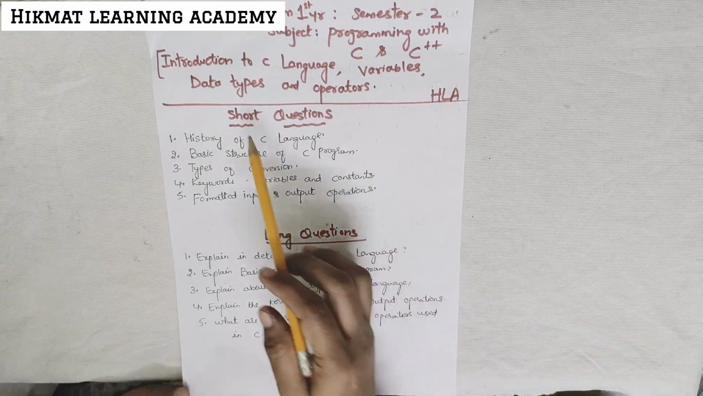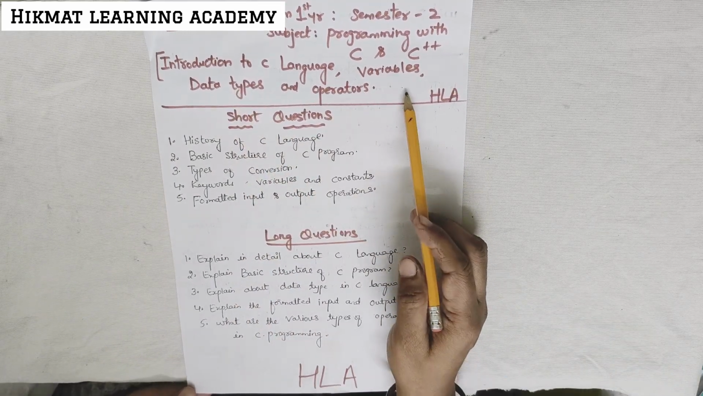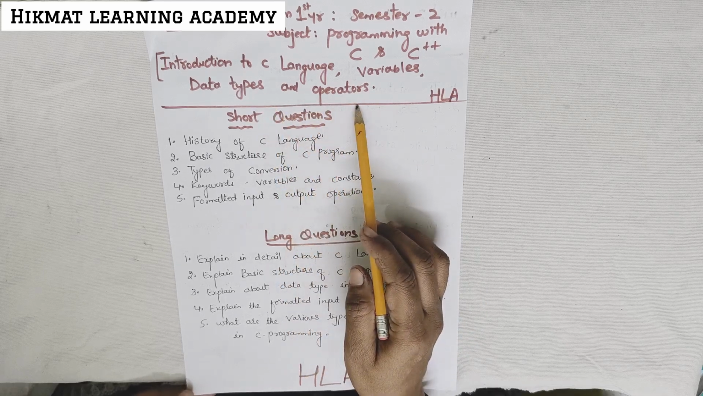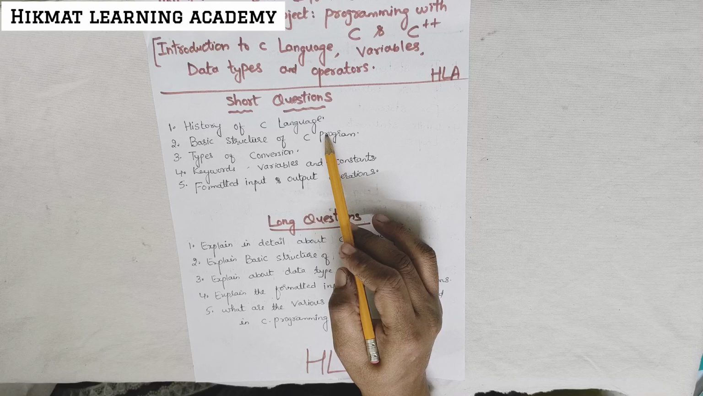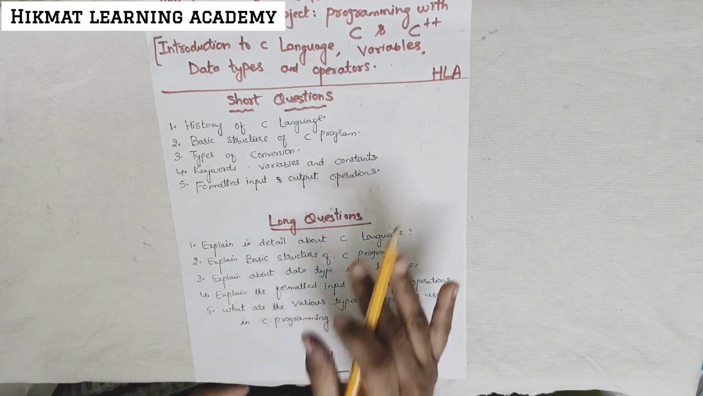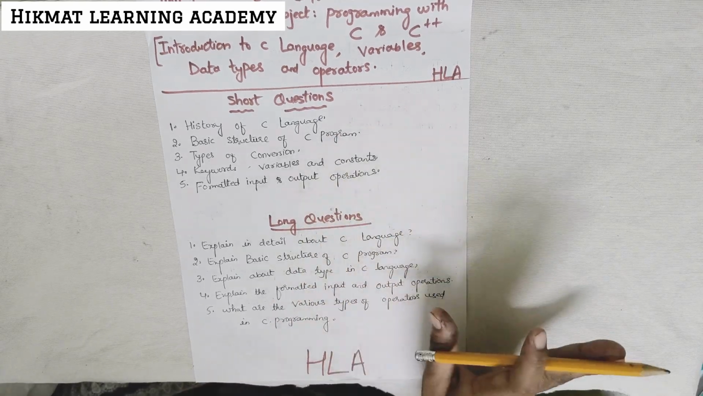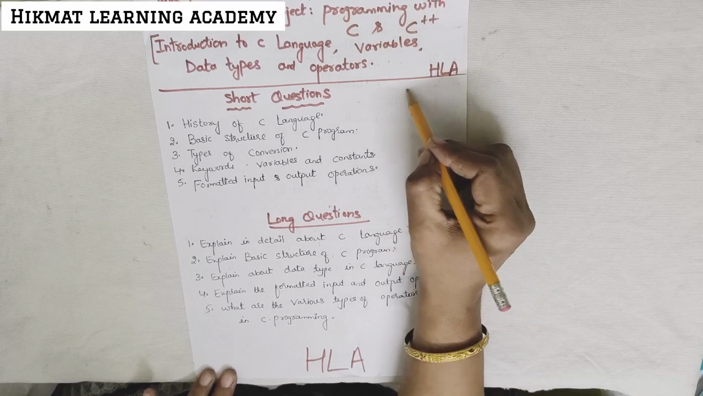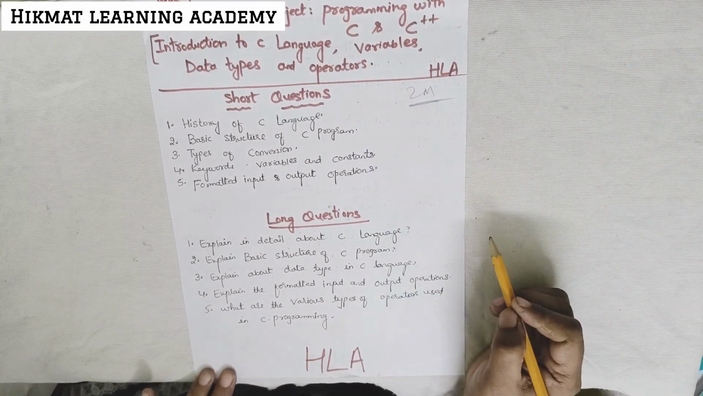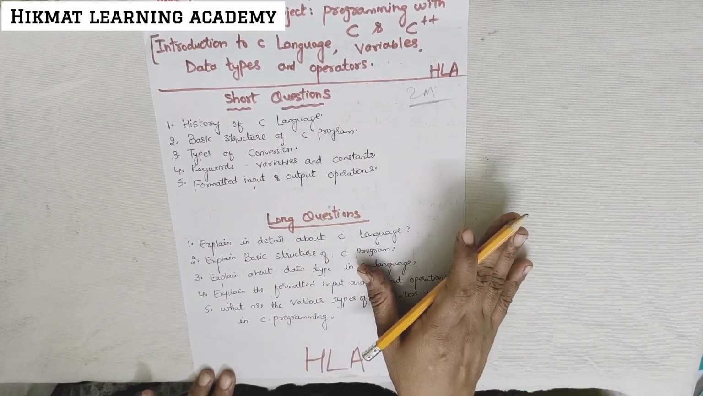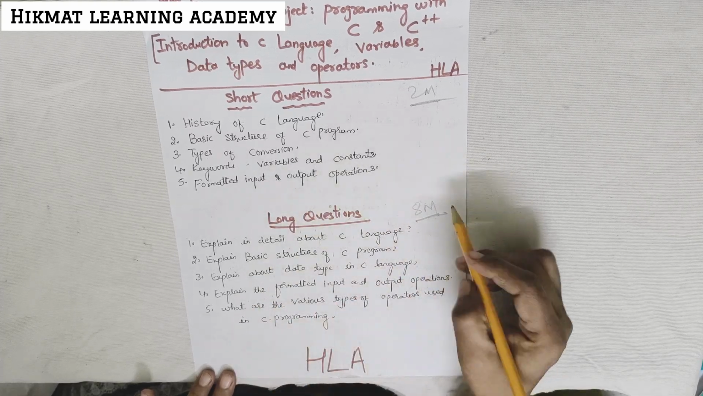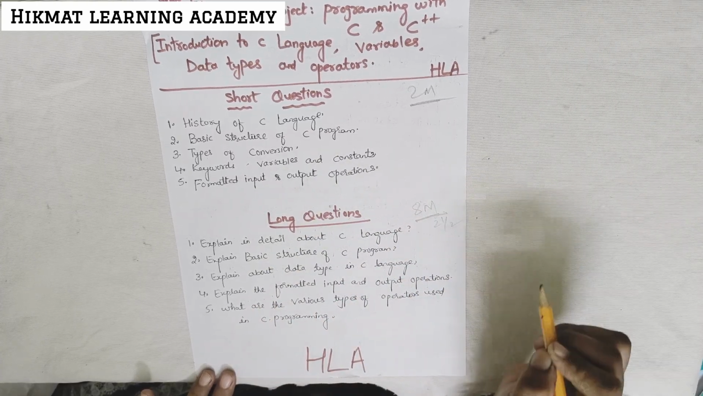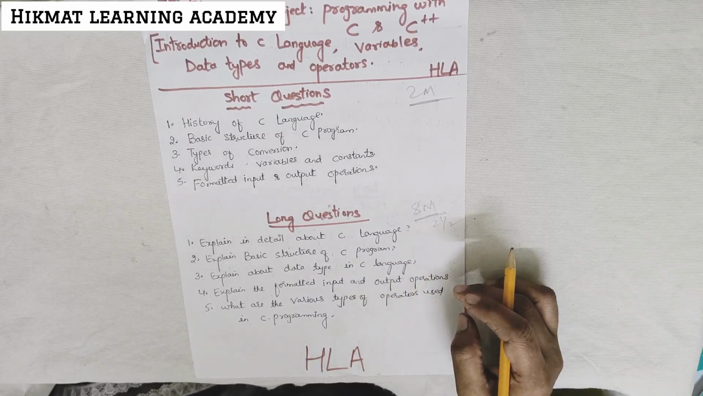So first you have introduction to C language, data types and operators. For short questions, like history of C language, 5-6 lines are enough to write, because it carries only 2 marks, no? And for long questions of 8 marks, 3 pages or maximum 2.5 pages you have to write.